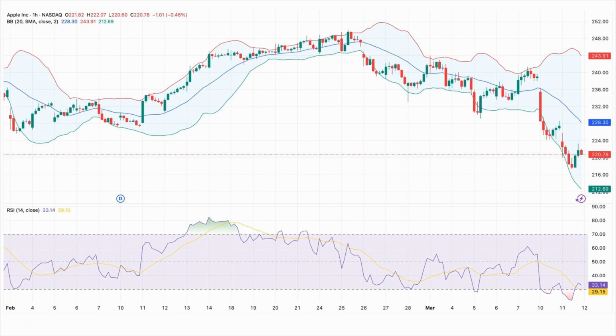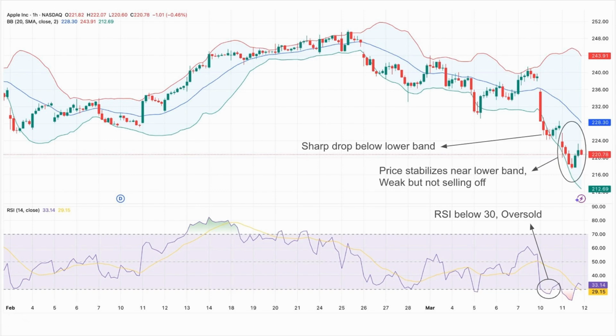On March 10th, AAPL experienced a sharp drop, breaking below the lower Bollinger Band. RSI fell below 30, marking an oversold condition, often a sign that selling pressure may be overextended. Now, after a steep decline, AAPL began to stabilize. Price remained near the lower Bollinger Band, and RSI was still below 35, meaning the stock is weak, but selling pressure is not intensifying further.